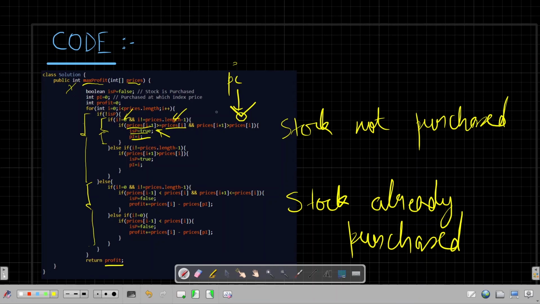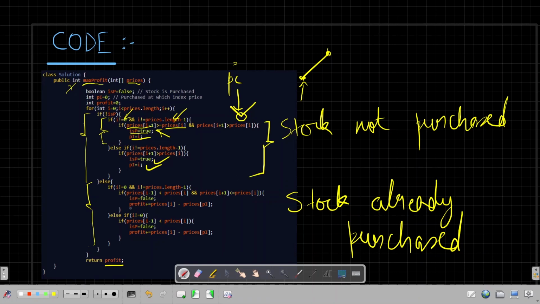Similarly, if i is not equal to prices.length minus 1, it's not the last index, right? What I'm checking is this type of graph: price of i plus 1 is greater than price of i. Whether I can buy here and sell anywhere else, like is there a local minima here? In that case also I'll set isPurchased to true and I'll save that index. So these are a bit of special cases handled here.